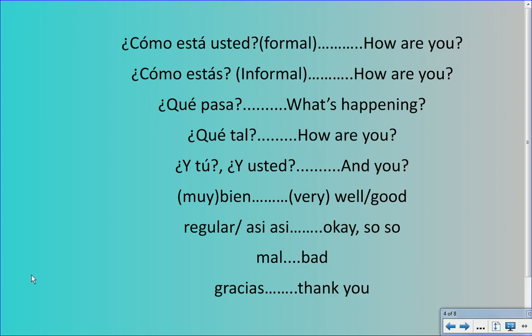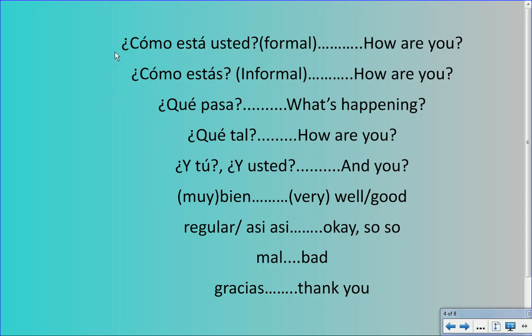Okay, moving on. All right, repitan. ¿Cómo está usted? ¿Cómo estás? ¿Qué pasa? ¿Qué tal? ¿Y tú? ¿Y usted? Muy bien. Regular. Así, así. Mal. Gracias.